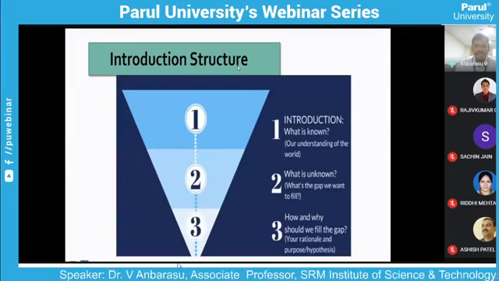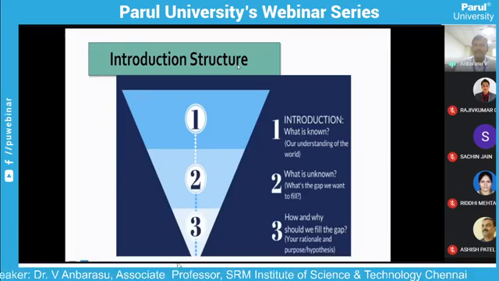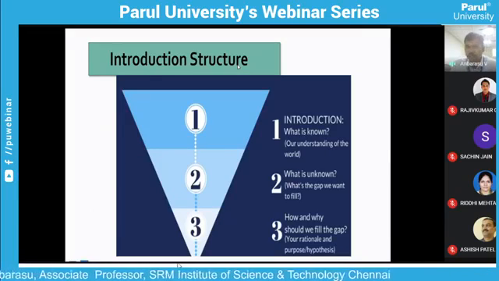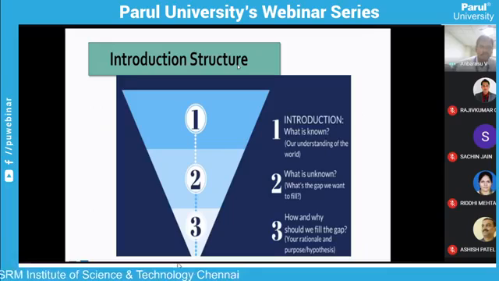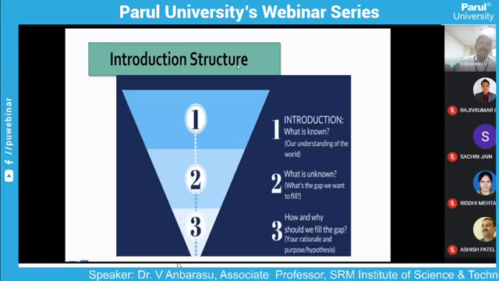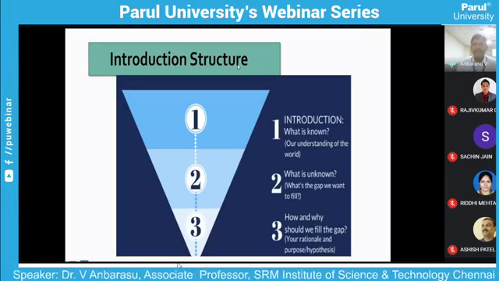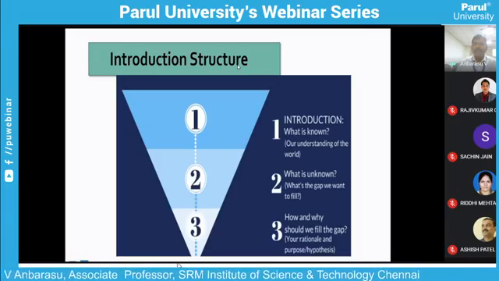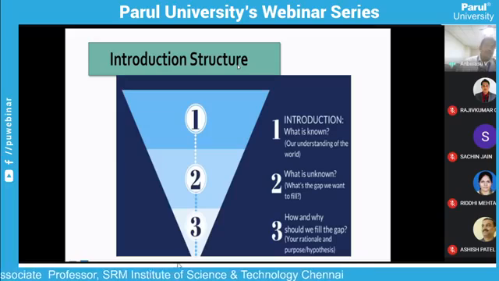And here you can see, as I was telling you, the introduction structure. You should ask what is known, what is unknown, and how and why. So these are the three things that should come in the introduction. So what is known? For this problem statement, how far is the existing work, and what is the gap between your novel idea and the already existing one. These things you should tell, and how we can fill these gaps. All this should come in as the introductory structure.